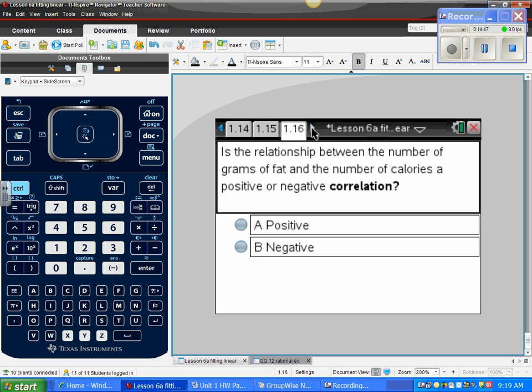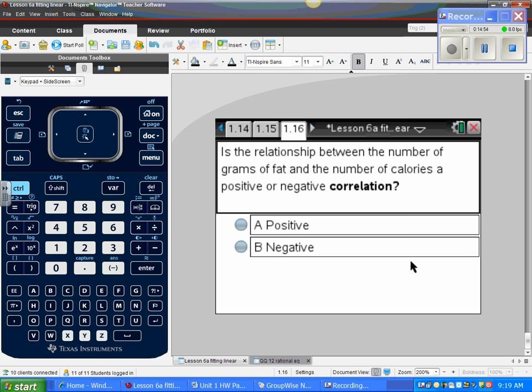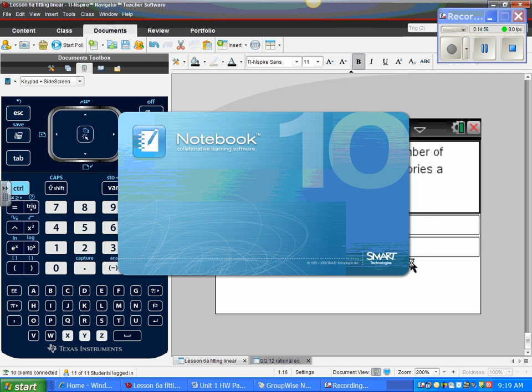All right, so I want to talk about one more thing, and you're going to have to put this in your notebook because it's not in your calculator. I want to do a little refresher of correlation from 9th grade.